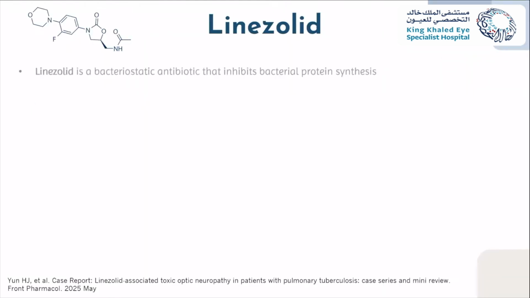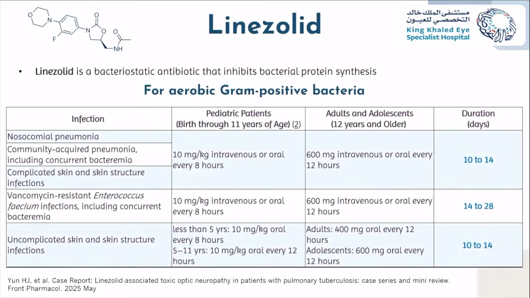Next medication is linezolid. It is a bacteriostatic antibiotic that is used to treat gram-positive bacteria. This is the table of the indications. It's used for pneumonia, vancomycin-resistant enterococcus, and skin soft tissue infection. I want to highlight that the duration of therapy is between 10 to 14 up to 28 days.